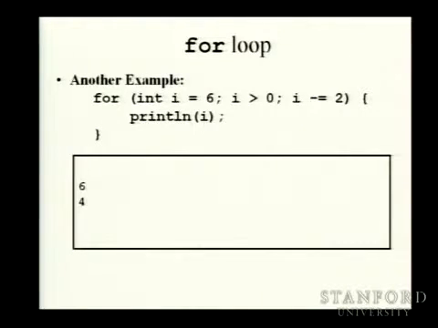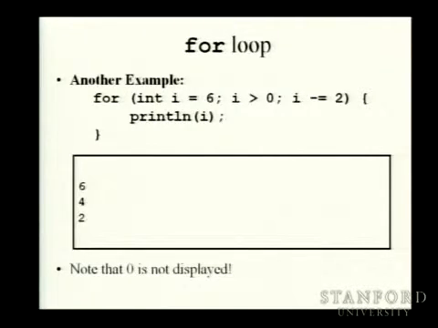4 is now greater than 0, it writes it out, subtracts 2 again. 2 is greater than 0, so it writes it out again. Subtracts 2 from i, so now i has the value 0. 0 is not greater than 0, so it's done. Okay, so that 0 is not displayed. Because after we do the step, we always check the test again before we execute the loop one more time. Okay, any questions about that?